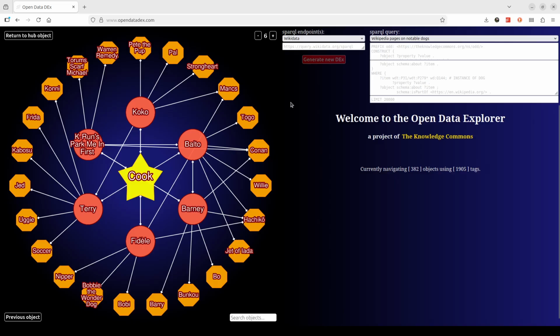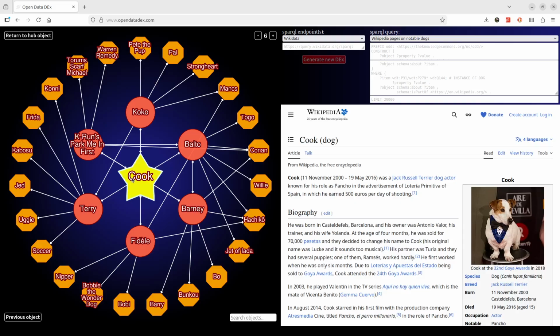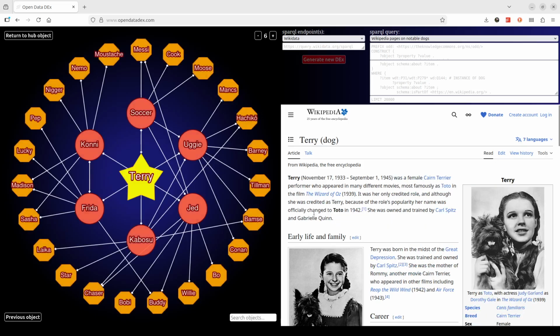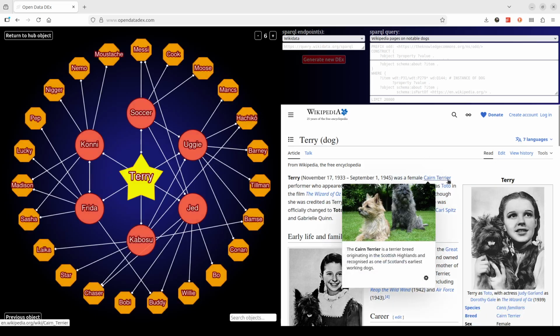So speaking of our hub object, it is Cook. I do not know who Cook is, but he is a very common type of popular dog, which is a Jack Russell Terrier dog actor. So even though this one is a Spanish dog, maybe he's very famous in Spain. So not that popular to me, but I do see here another very famous Jack Russell Terrier dog here, via Terry. So Terry was the cairn terrier who played Toto.